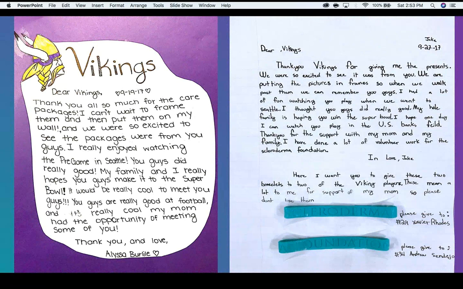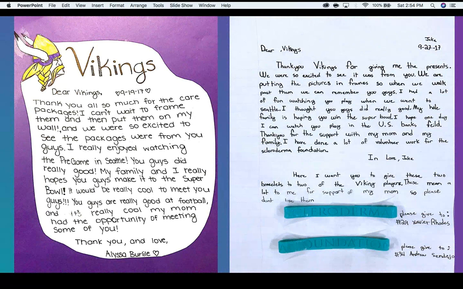The team sent our children a care package with Vikings gear along with autographed photos. Our children followed up with thank you letters. And in the letter on the right side, my son, who's 10 years old, attached and scotch taped two of the Scleroderma Foundation's bracelets to his letter.